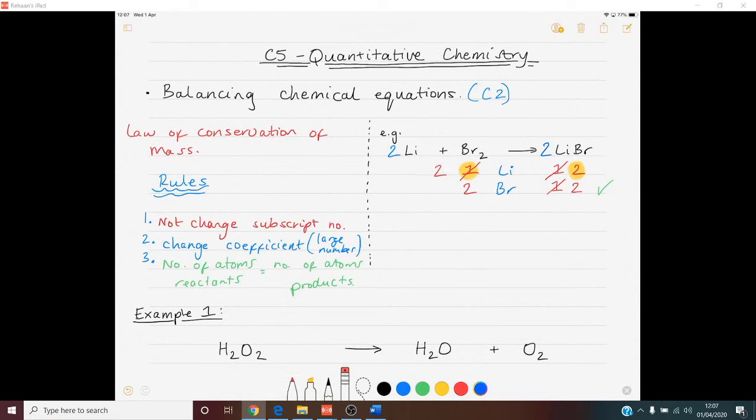At this point, you'll notice that there are 2 lithiums on the left, 2 lithiums on the right. So this is a fully balanced equation. And I'm going to go ahead and pull all of this away just so we can see the final answer.